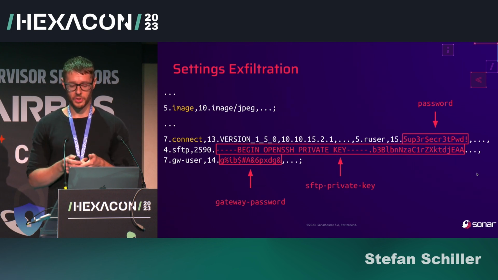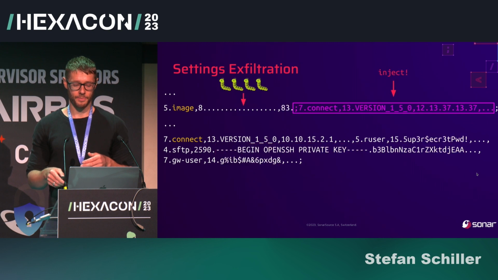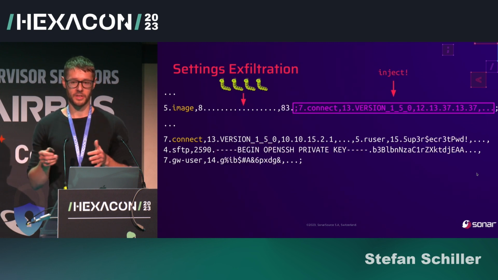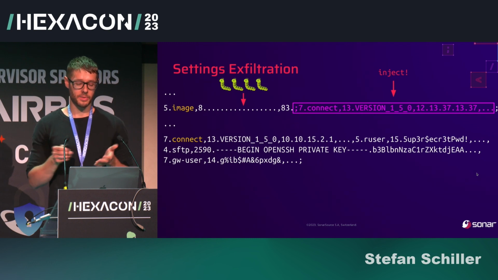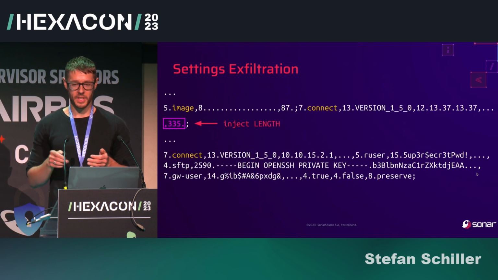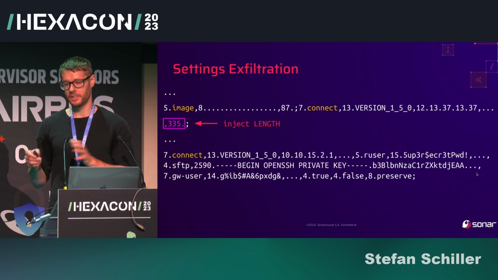passwords and private keys for shared drives, and gateway credentials. All of these are inserted as an argument to the connect instruction. Since our fake connect instruction is inserted before the legit connect instructions, the legit instruction is not only ignored, but it also directly follows our data. This means that we can set the length value of one of our settings to a value bigger than the actual setting.